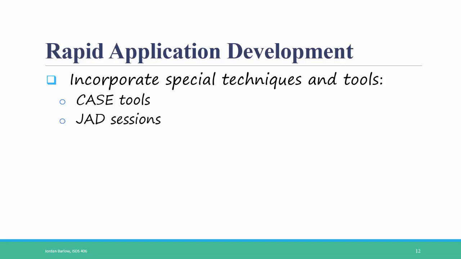Another special tool that helps with rapid application development is JAD sessions, or Joint Application Design. These are sessions where users and analysts and designers come together in one meeting to discuss the requirements and the design of the system. This is opposed to the traditional method where the system analyst simply observes or interviews users about their needs. In JAD sessions, the users come in, sit down with the analysts and designers, and help in the actual analysis and design process.